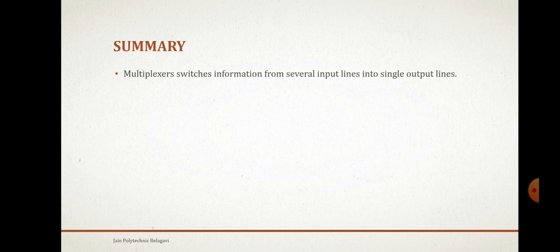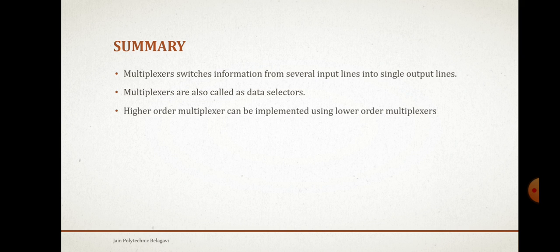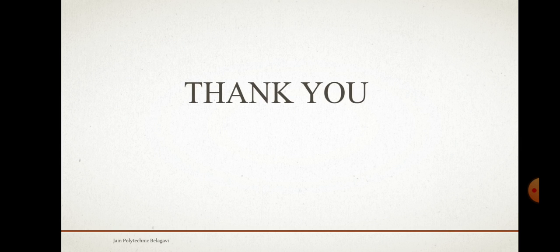In this session we have discussed that a multiplexer switches the information from several input lines to a single output line. Multiplexers are also known as data selectors. They are used to select the data and are also useful for data routing. Higher order multiplexers can be implemented using lower order multiplexer ICs. Thank you.